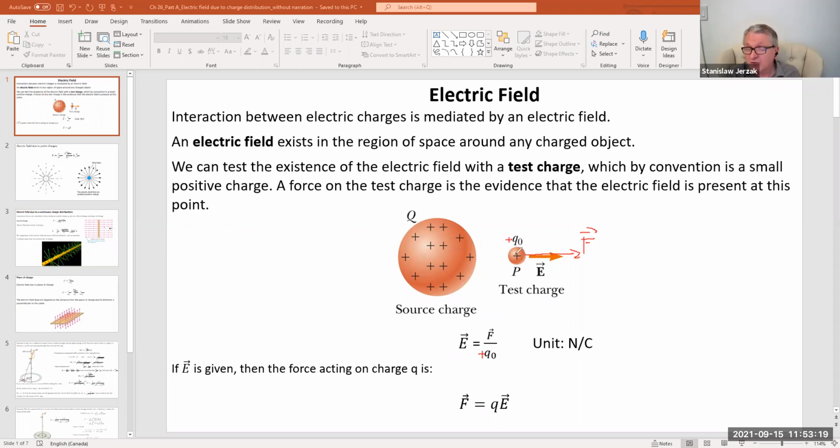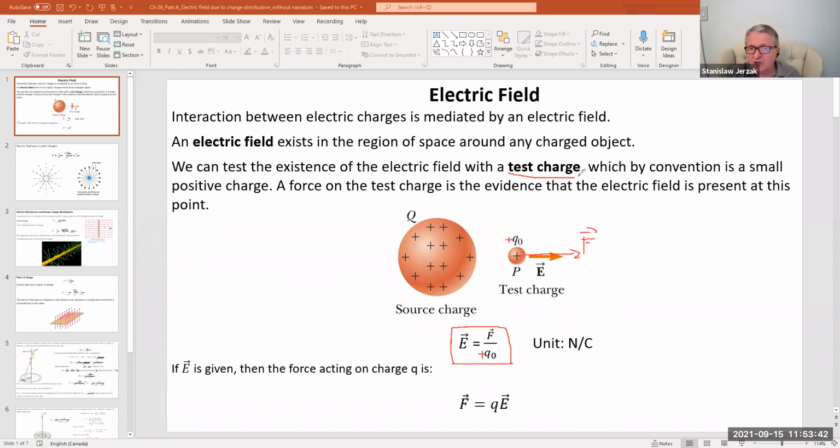Of course, if Q0 would be negative, the force would be in opposite direction, right? So scientists have to decide for the definition whether you take positive or negative charge. So the definition is that electric field is the force divided by positive Q0. And that Q0 we call a test charge.